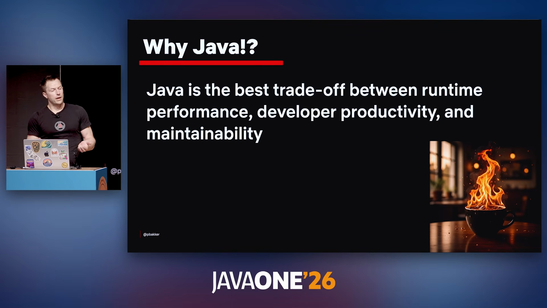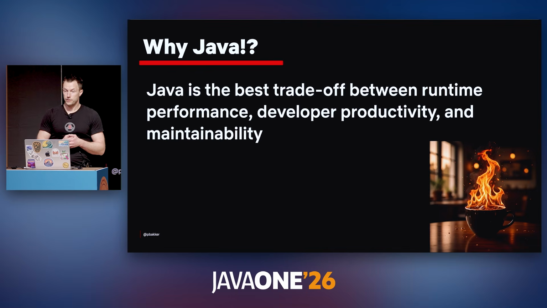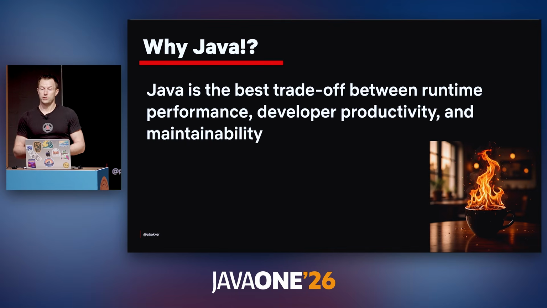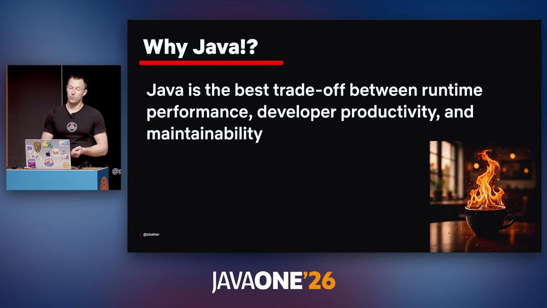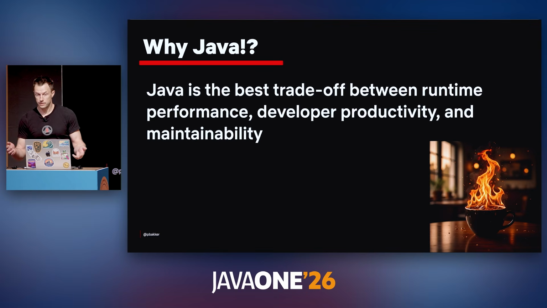Well, the first thing you can now ask is, okay, why pick Java? There's so many other languages to pick from. Why not Rust? Rust is getting pretty popular. People are excited about it. You get high performance and things like that. But there's always trade-offs. And to us, Java is the best trade-off between runtime performance, developer productivity, and maintainability. It's good at all these things.